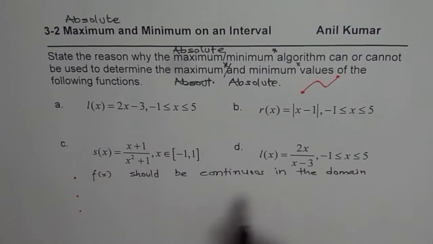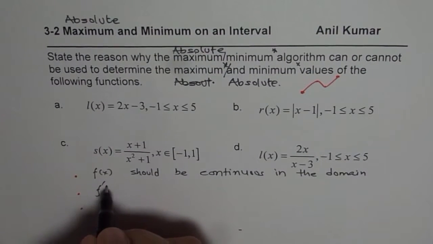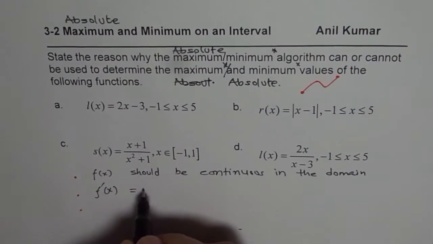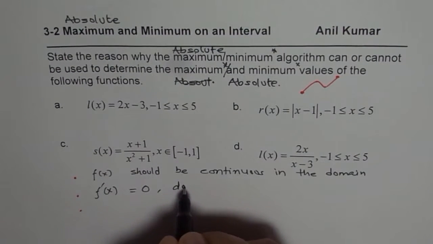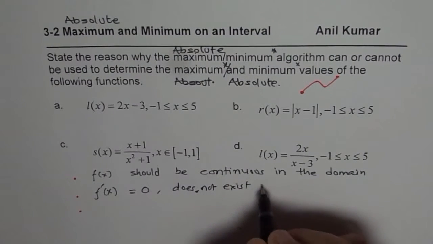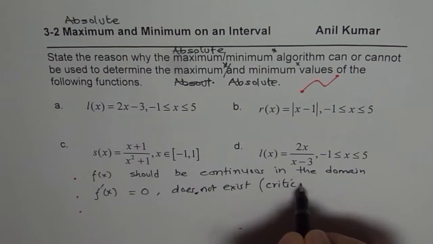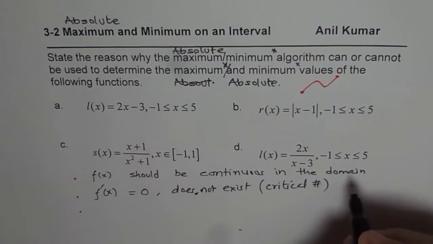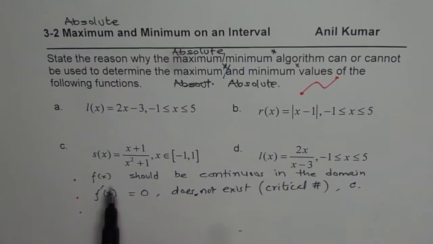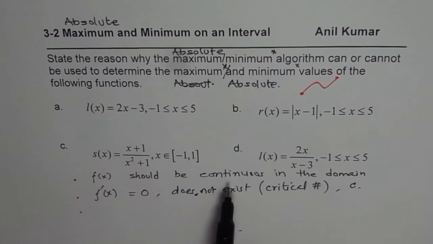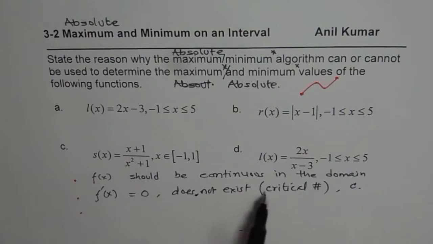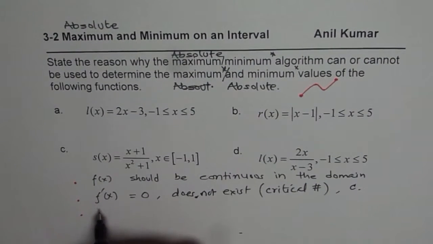And how to find is that you need to find the derivative of the function in the domain, and wherever the derivative is equal to 0 or it does not exist, so these 2 points, which are called critical numbers also, so find those critical numbers. So critical number C, for example, right? First you should ensure that the function is continuous in the given domain, and then figure out what are the critical points in the given domain, and then find the values of extreme values.